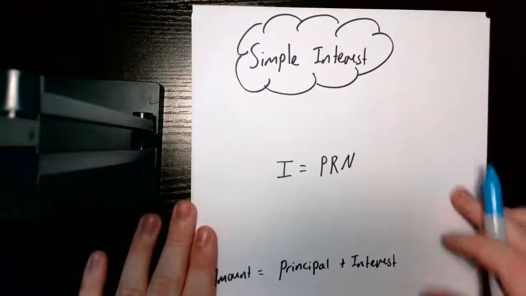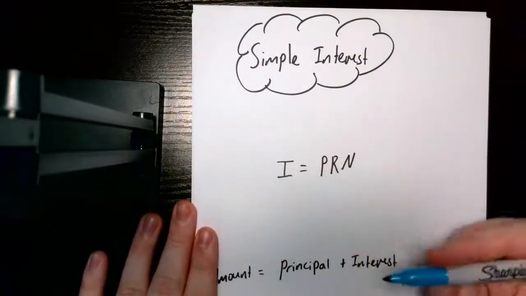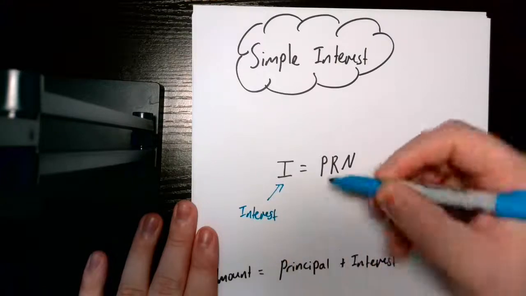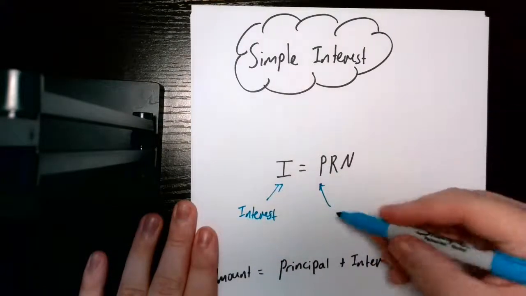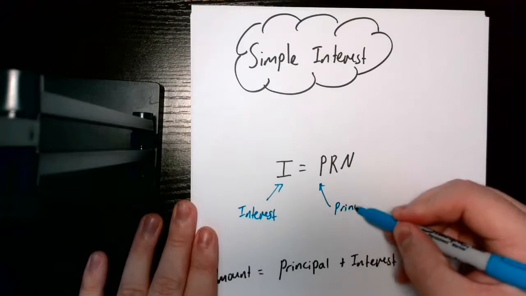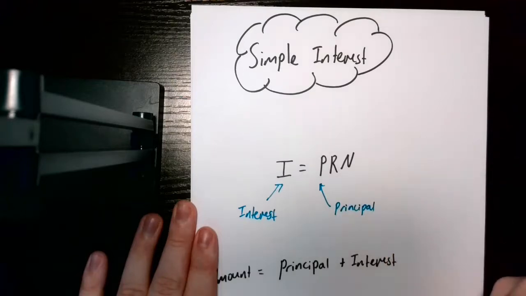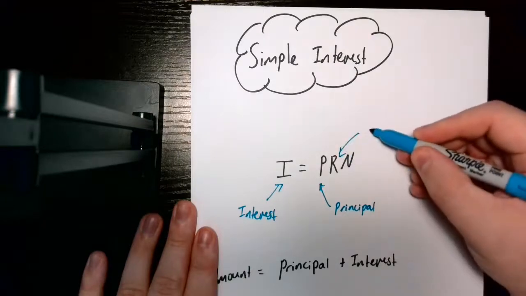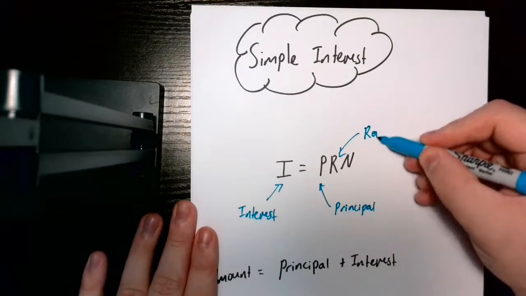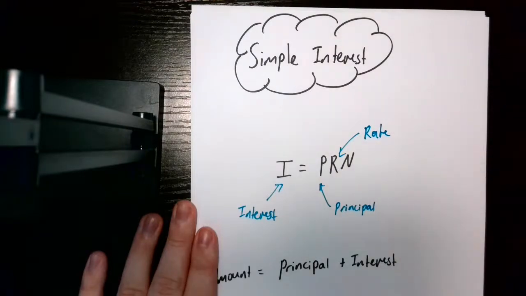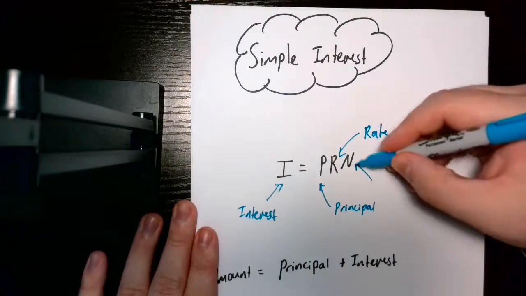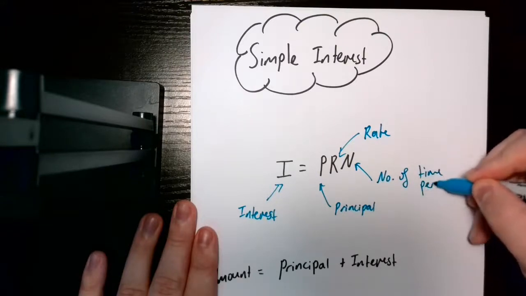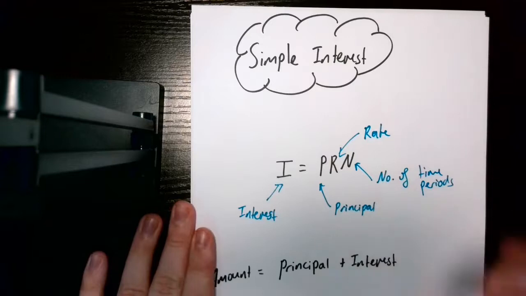First off, it's in the form of I equals PRN. I here refers to the interest that we gain. P, you've probably seen this before, is often referred to as the principal amount, or our present value that we put into the account. The R here is our interest rate, so for example, we could invest something at 5% per annum, and N here is the number of time periods that our money is in the bank account gaining interest.